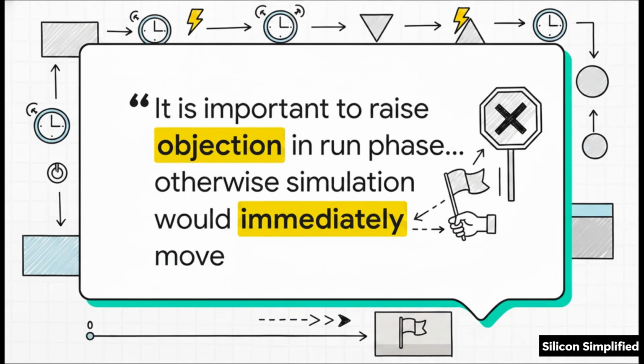So, the crucial point here is, if a component is taking a long time to complete a task, it absolutely must raise an objection at time 0 and then drop it when it's finished. As long as there's at least one objection raised anywhere in the test bench, the simulation stays alive in the run phase. But if no objections are raised, the simulation will instantly bypass the run phase, jump directly to the extract phase at 0 nanoseconds, and your test will effectively do absolutely nothing. It's a classic pull-your-hair-out headache for first-time UVM users, for sure.